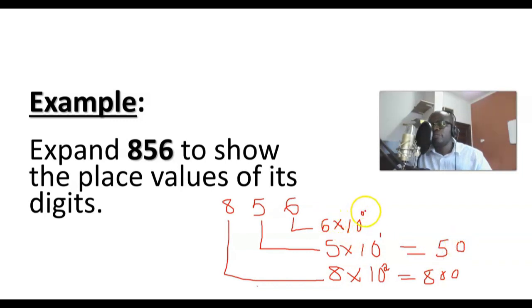6 times 10 to the power 0. Any number to the power 0 is 1. So this is 6 times 1, because 10 to the power 0 is 1. So what you have is 6 times 1, which is 6. So when you look at these figures, 800, 50, and 6, when you add them, what do you get? 800 plus 50 is 850, plus 6, it will be 856. It will give you this value we have here. Okay.